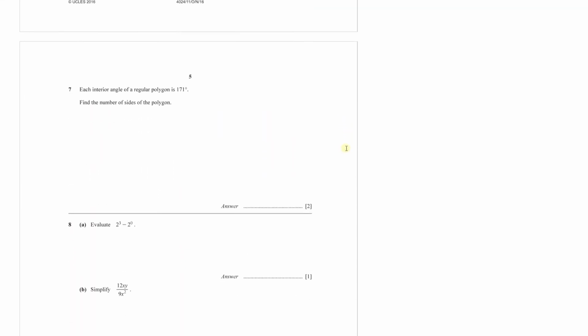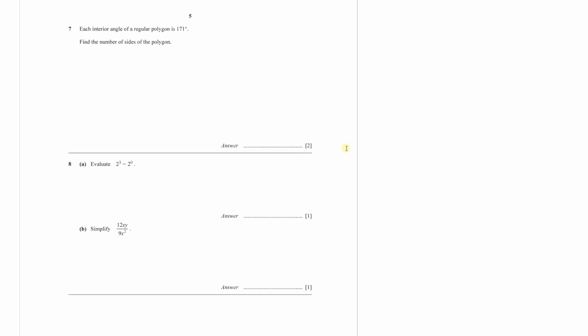Let's move on to question number 7 here. Each interior angle of a regular polygon is 171 degrees. Find the number of sides of the polygon. So you're given that there's a polygon. It's a regular polygon, which means all the angles are equal. And the value of each angle is 171 degrees.